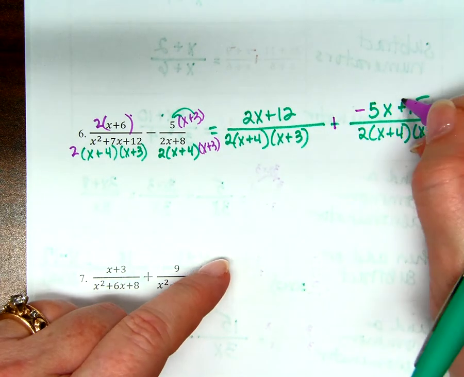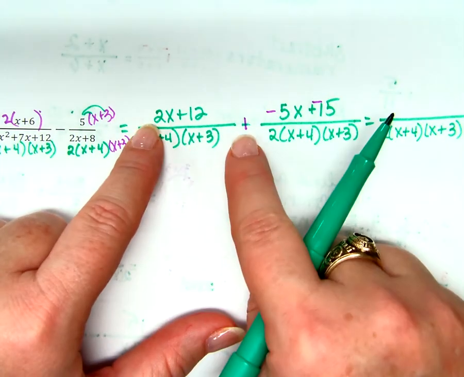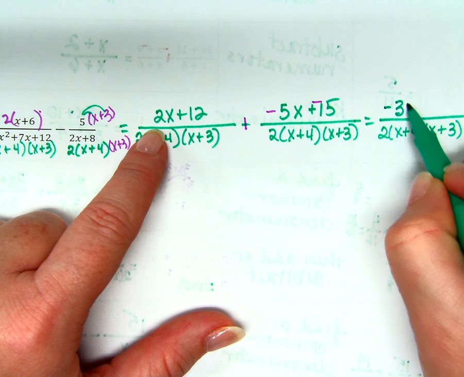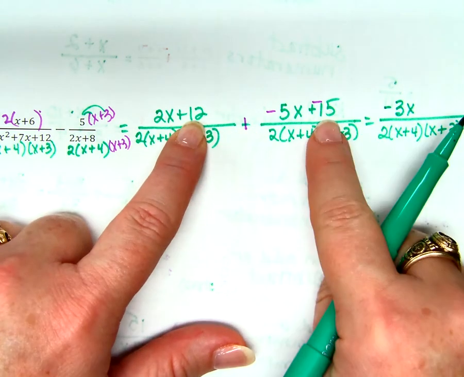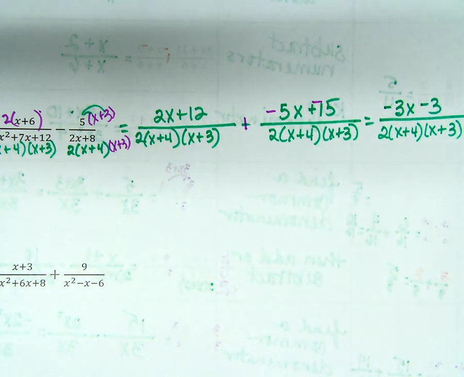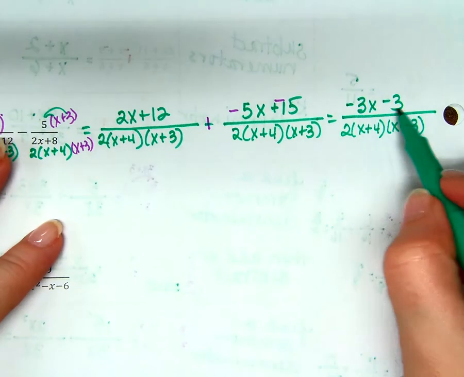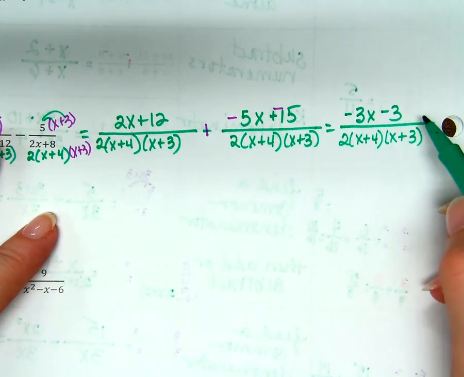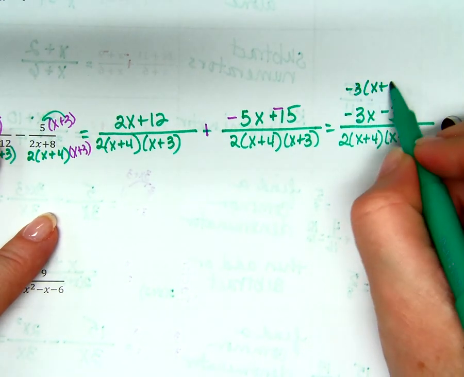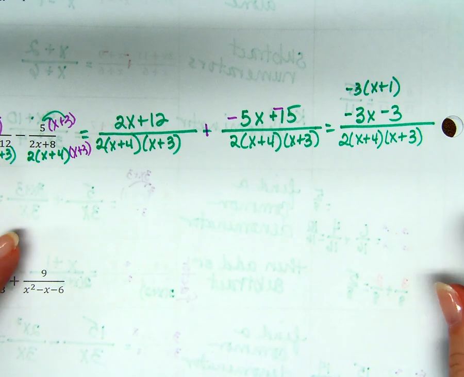Now I need to distribute the negative so that I can subtract a little easier. Okay? So I have 2x plus negative 5x. Negative 3x. And I have 12 plus negative 15. Do I need to factor my numerator? Do you notice it has a common factor between the two of them? Do I need to factor my numerator? If I did, it would look like this. When might that be a useful thing to do?